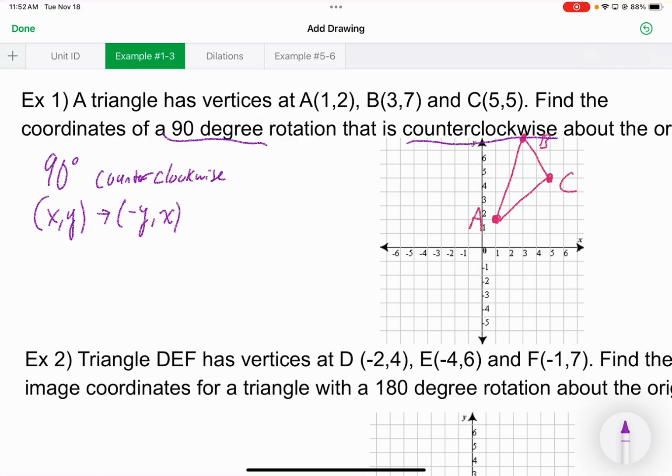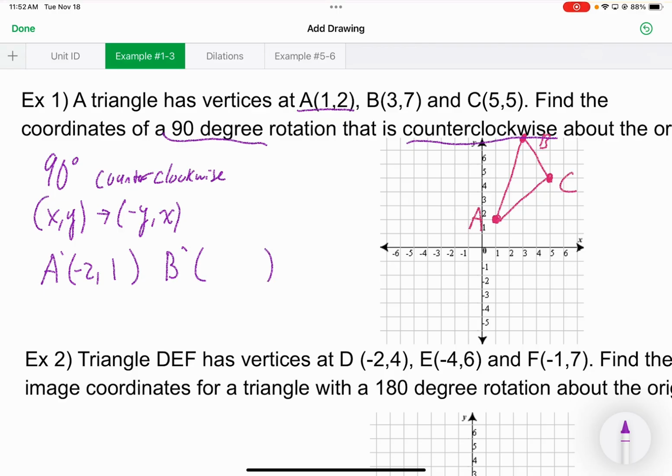Now my first coordinate point, 1, 2. Let's find what A prime is going to be. I need to swap the coordinates and then change the sign of the one that lands in the first spot. So 1, 2 becomes what? Negative 2, 1. It would become 2, 1, but then change the sign of the one that lands in the first spot.